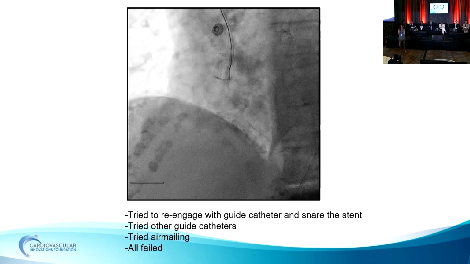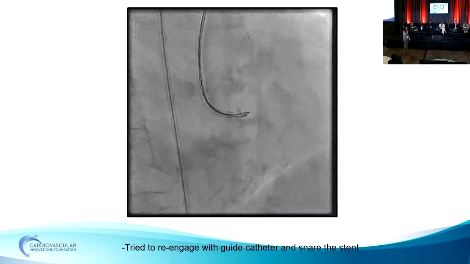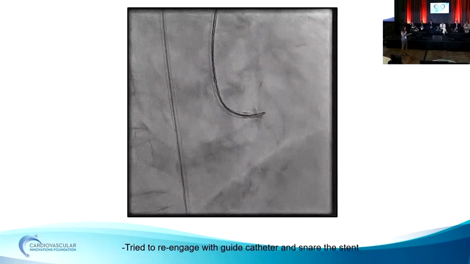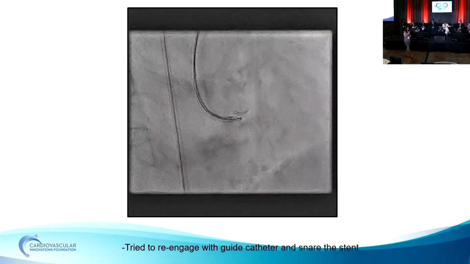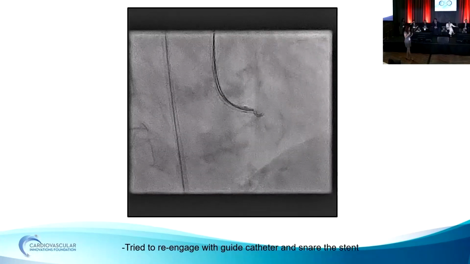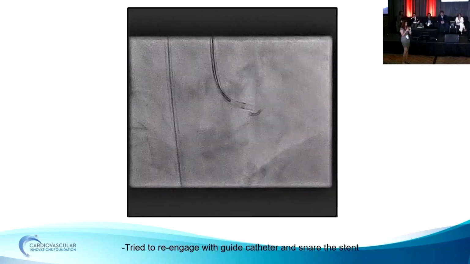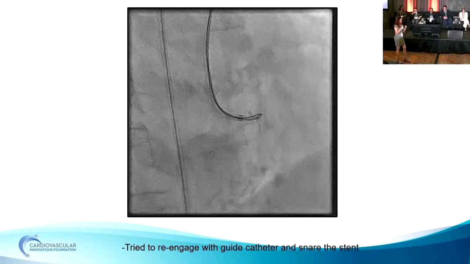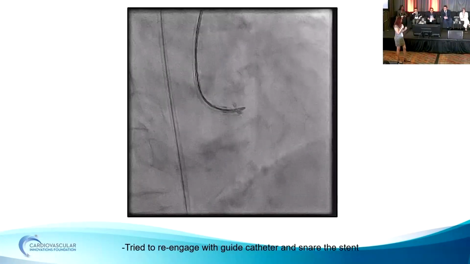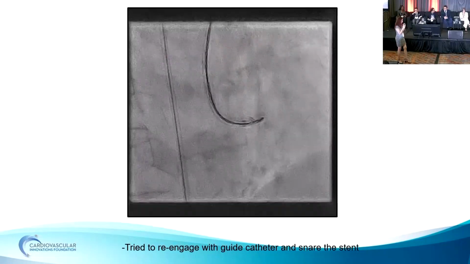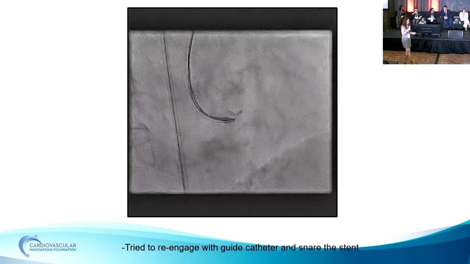All right. Can I move forward? Yeah. Okay. So, like I said, we tried multiple guides. I tried sending a snare in. I even tried airmailing a wire into it. We tried getting a snare up to the ostium and trying to get it. Just couldn't get it. I couldn't get anything. My partner came to help.